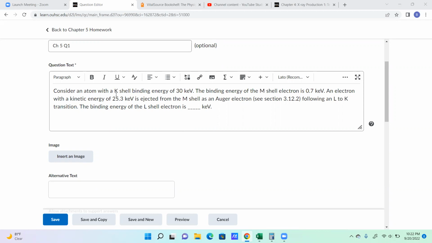So we're going to consider an atom with a K-shell binding energy of 30 keV. The binding energy of the M-shell electron is 0.7. An electron with a kinetic energy of 25.3 keV is ejected from the M shell as an Auger electron following an L to K transition. So the binding energy of the L shell electron is what?